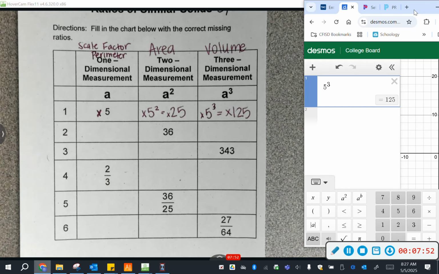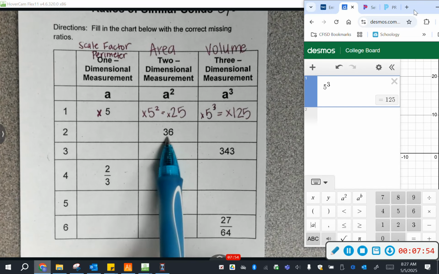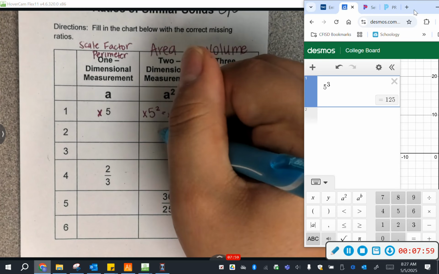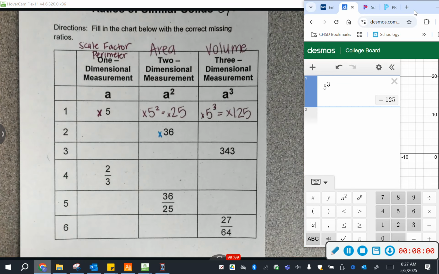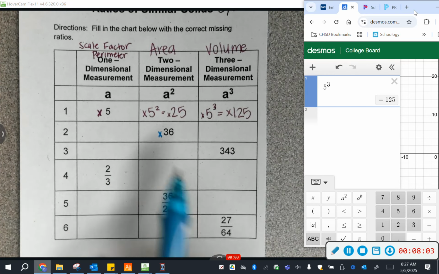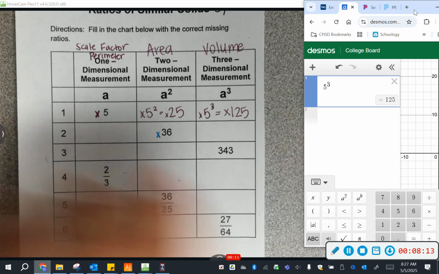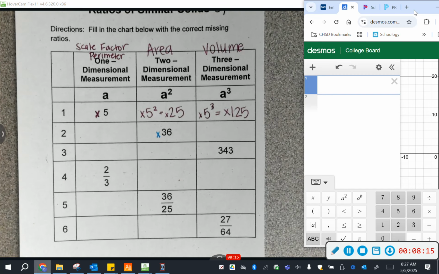Now, what if I give you the middle number? What if I tell you, hey, the area is 36 times bigger? Can I figure out what the scale factor is? How? Why times 6? How do you know that? What could I do if I didn't know it was times 6? Like Alex knows it's times 6, but how are y'all supposed to know?